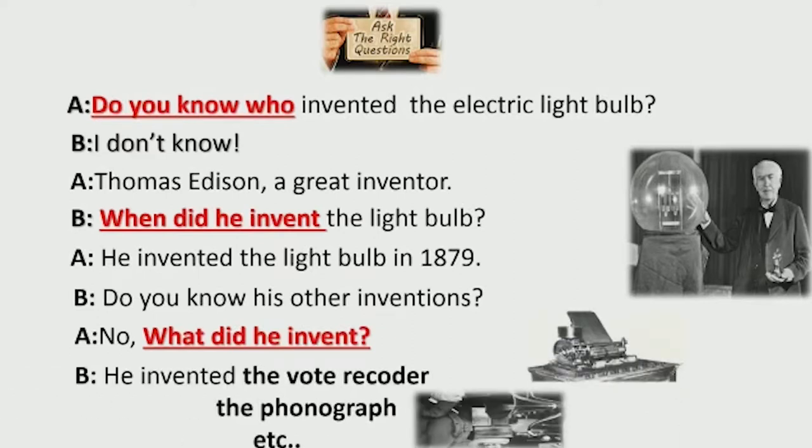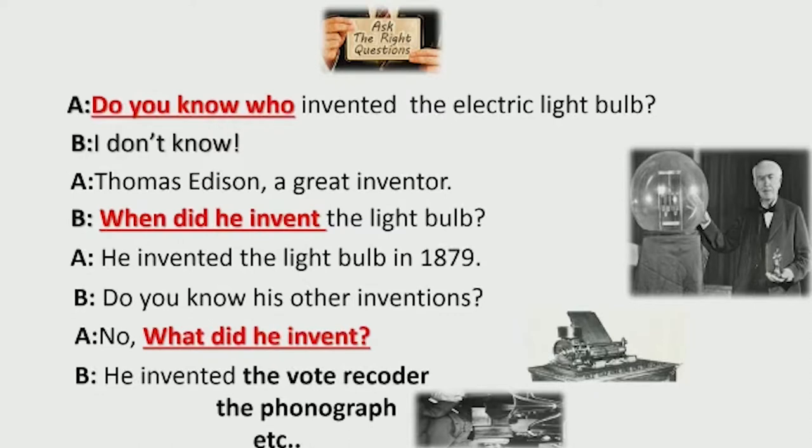Do you know who invented the electric light bulb? I don't know. Thomas Edison, a great inventor. When did he invent the light bulb? He invented the light bulb in 1879. Do you know his other inventions? No. What did he invent? He invented the vote recorder, the phonograph, etc.